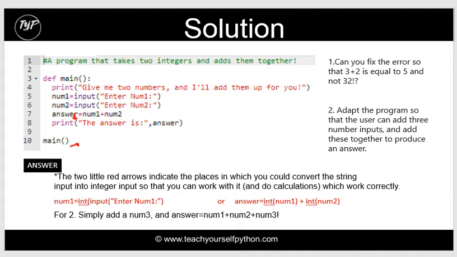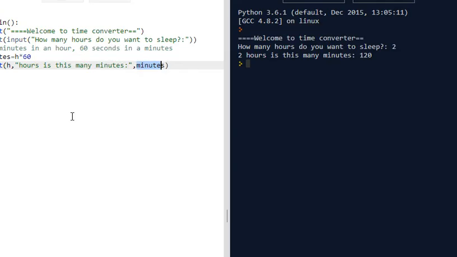The first answer is the reason it's not adding up is because it's still treating these two numbers like text. So instead of 3 plus 2 being equal to 5, it is giving you 32 because it's just sticking the two numbers together. Instead, you need to convert each number into an integer, and then it would work. So let's have a look at how that would look.